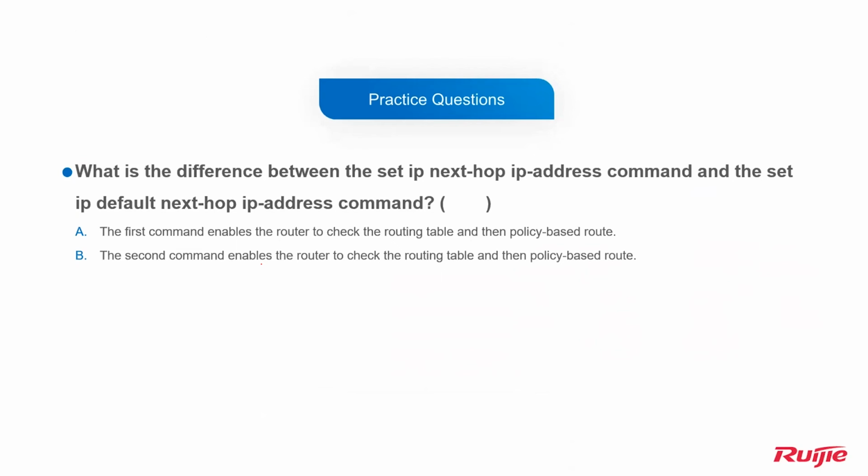And next, what is the difference between the set ip next-hop command and the set ip default next-hop command? We have mentioned it, right? The difference is that if we use the first command, set ip next-hop, we will check the PBR first. While if we use the second command, set ip default next-hop, we will check the routing table and then the policy-based route. So about the answer here, we choose B. The second command enables the router to check the routing table and then the policy-based route. Okay, this is about the PBR. That's all for this part.